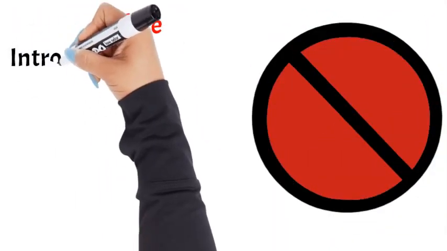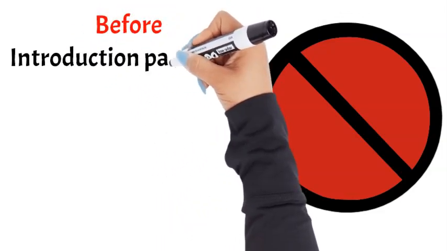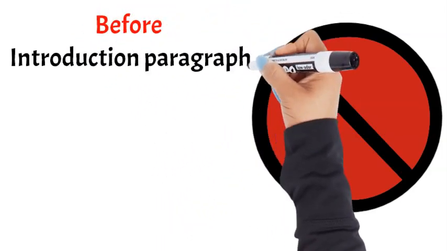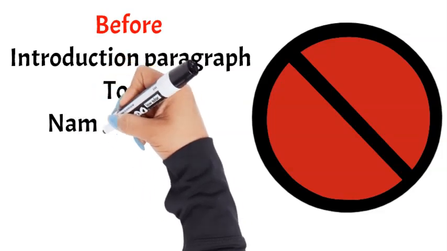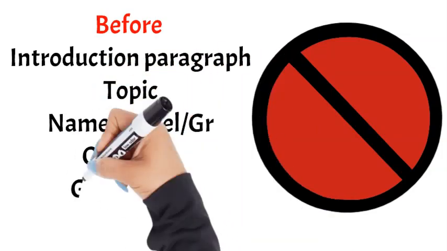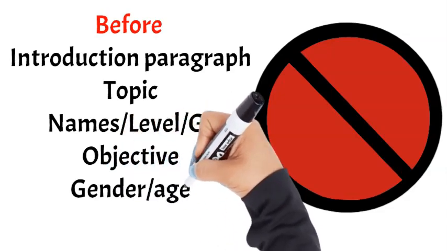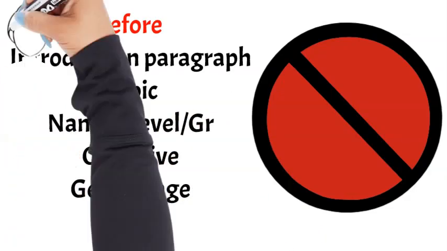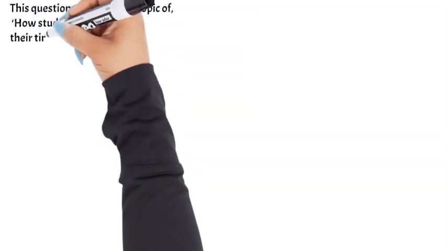But before even the questions, we have to write a paragraph, which is the introduction paragraph, including the topic, names of the members, level or group, objective of the questionnaire, if gender is included, and a thanking note. All right, I'm ready for that. So we are going to have a paragraph.